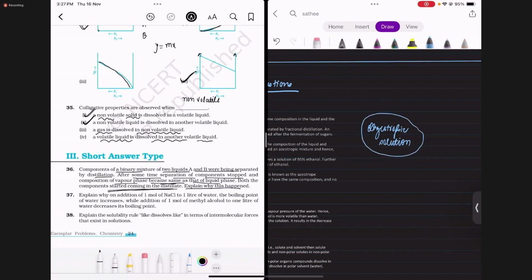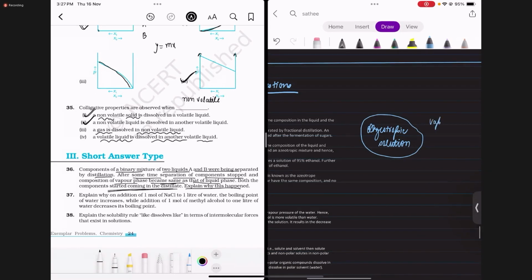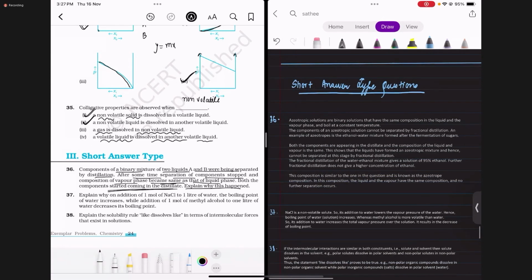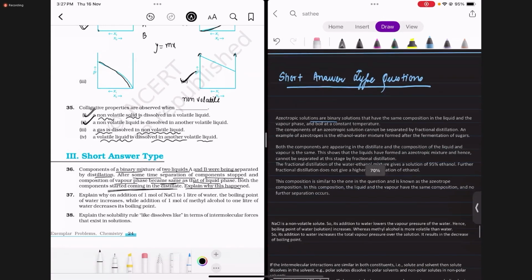when the azeotropic composition is attained, then the composition in vapor phase is equal to the composition in the liquid phase, और इसके बाद जो होता है हमारा fractional distillation stop हो जाता है because the compositions are equal. So azeotropic solutions are binary solutions that have the same composition in the liquid and vapor phase and boil at a constant temperature. The components of an azeotropic solution cannot be separated by fractional distillation. An example of azeotropes is the ethanol water mixture formed after fermentation of sugars.